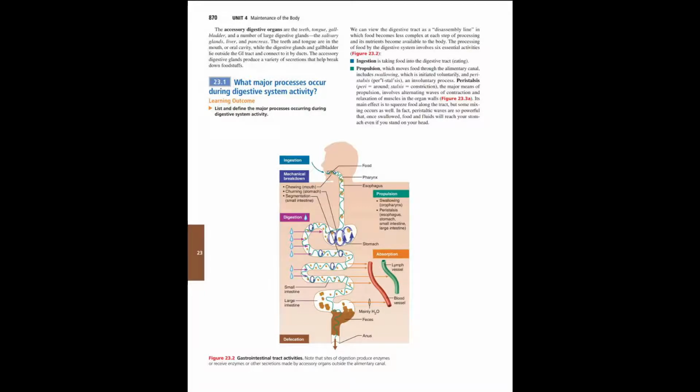Ingestion is taking food into the digestive tract, which is eating. Propulsion, which moves food through the alimentary canal, includes swallowing, which is initiated voluntarily, and peristalsis, an involuntary process. Peristalsis, peri equals around, stalsis equals constriction. The major means of propulsion involves alternating waves of contraction and relaxation of muscles in the organ walls, which you can see in figure 23.3a.